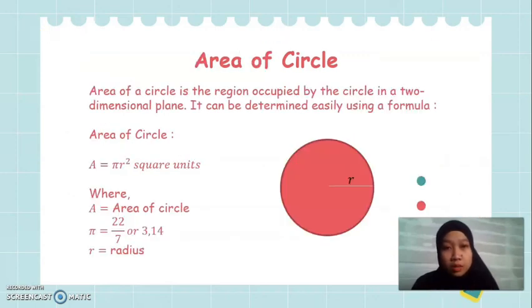Area of the circle. The area of the circle is the region occupied by the circle in a two-dimensional plane. It can be determined easily using a formula. The area of the circle is A equals pi times r squared, and the unit is square units, where A equals area of circle, pi equals 22 over 7 or 3.14, r equals radius.